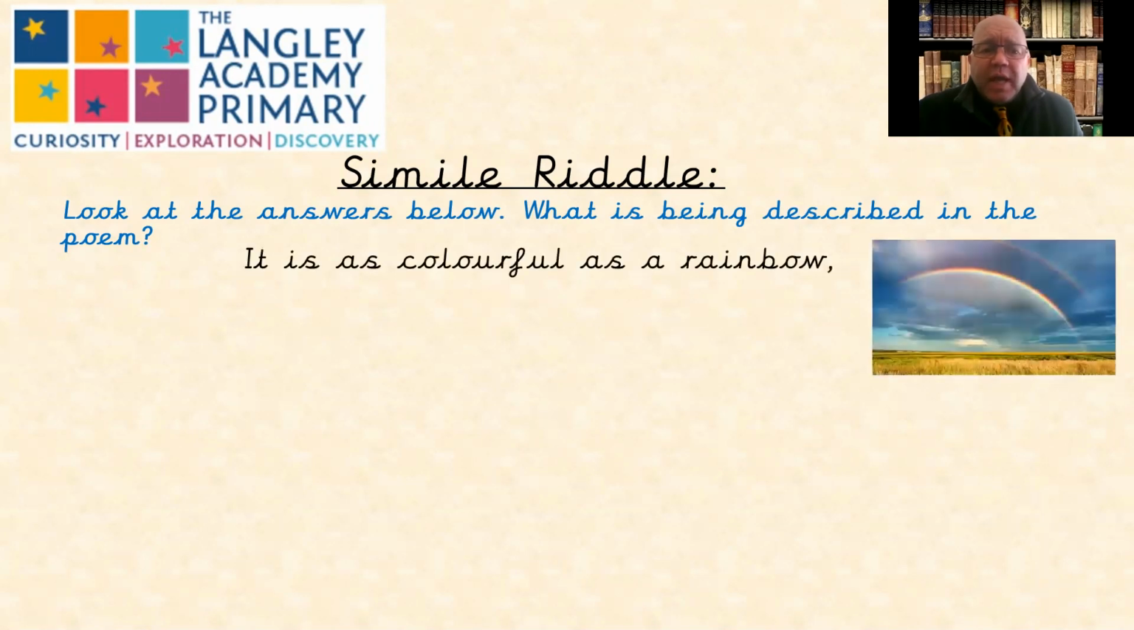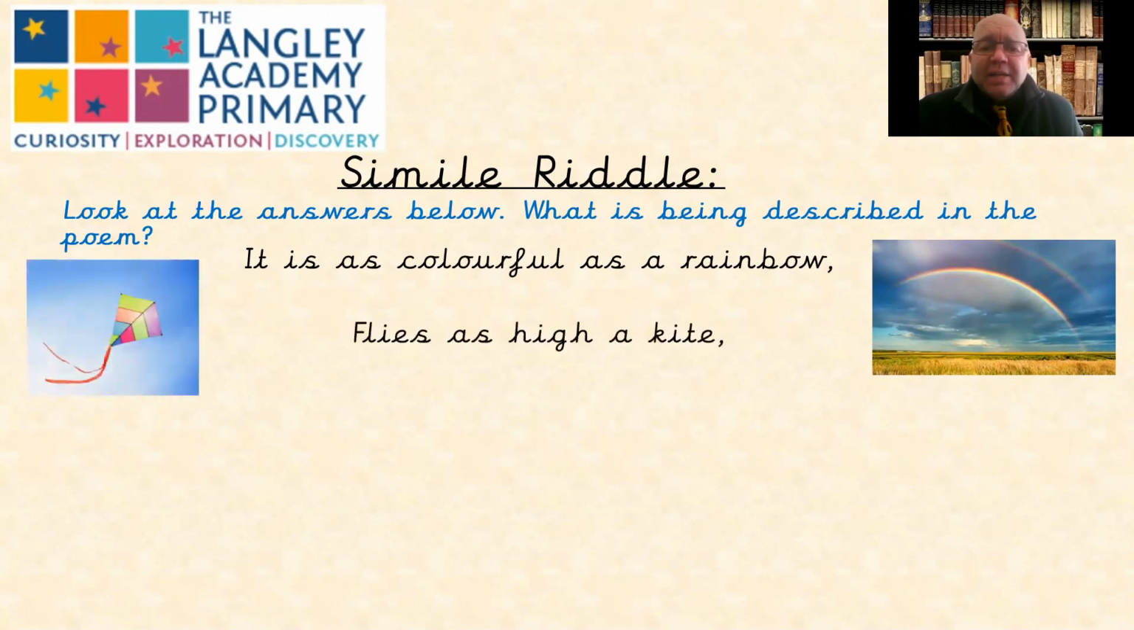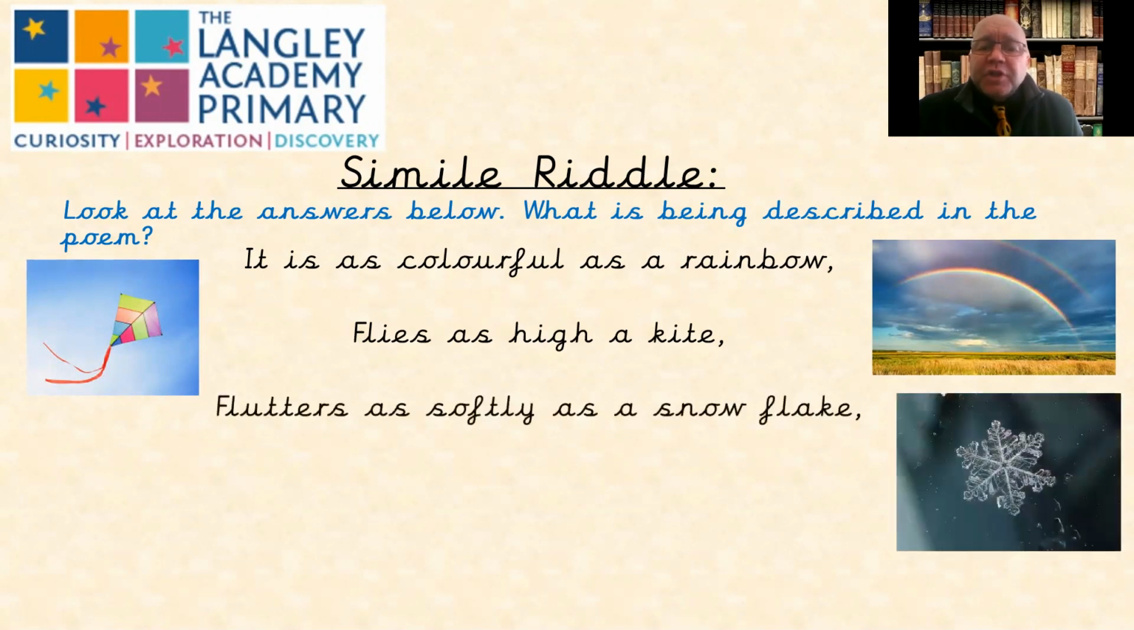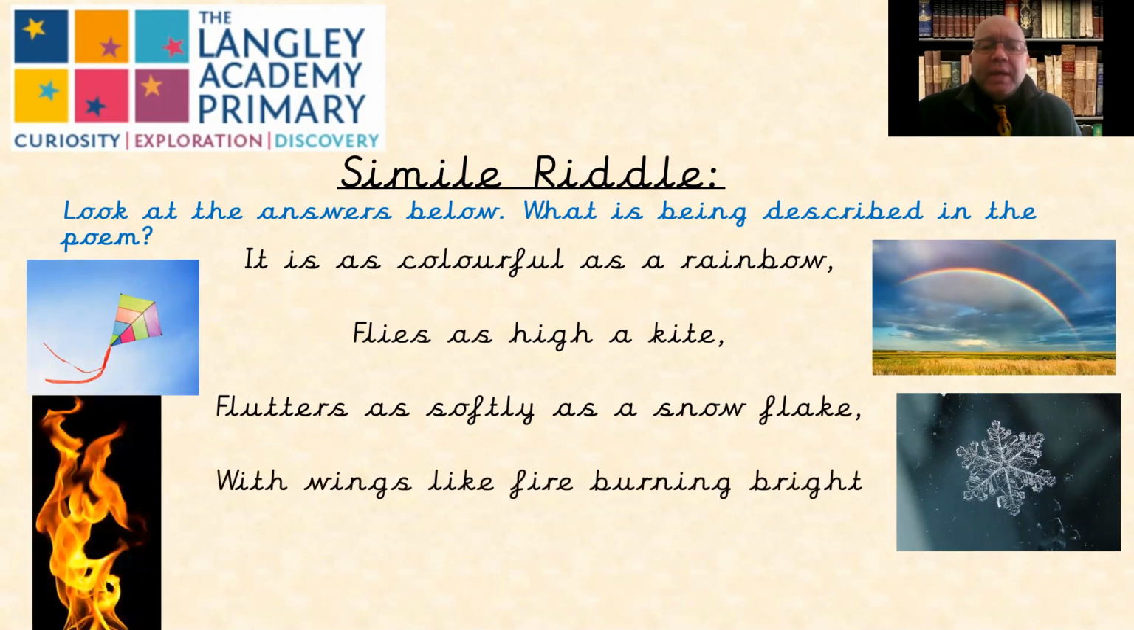So we've got, it is as colourful as a rainbow. It flies high as a kite. Flutters as softly as a snowflake. With wings like fire burning bright. Any ideas what we might be describing there?